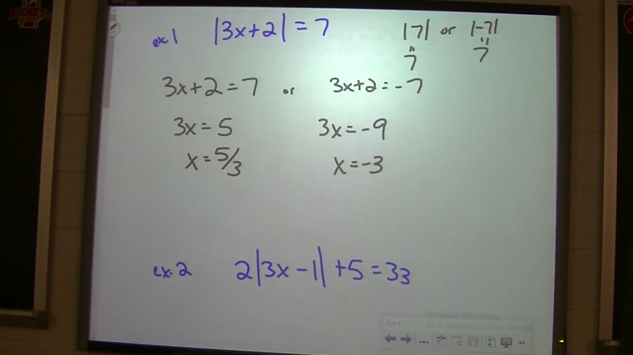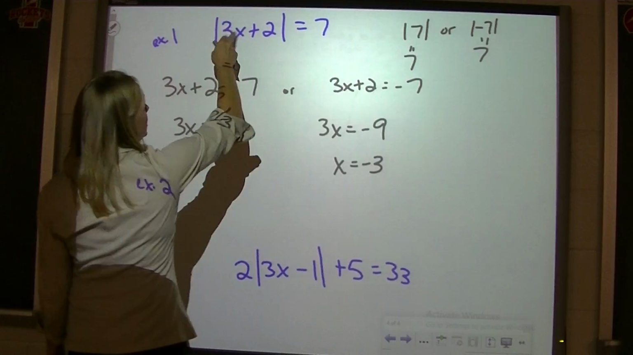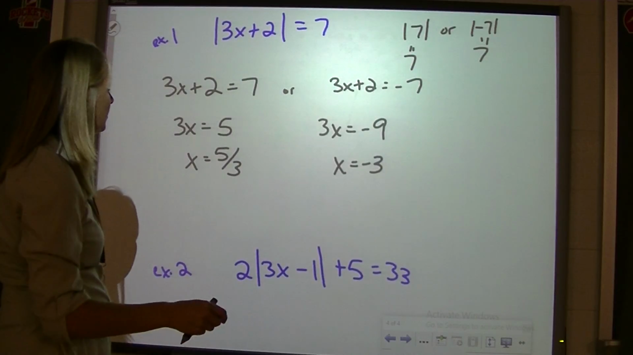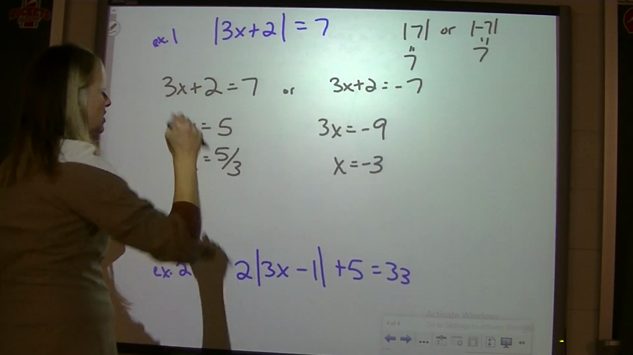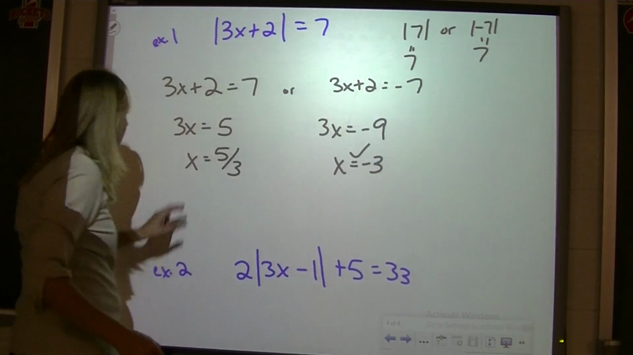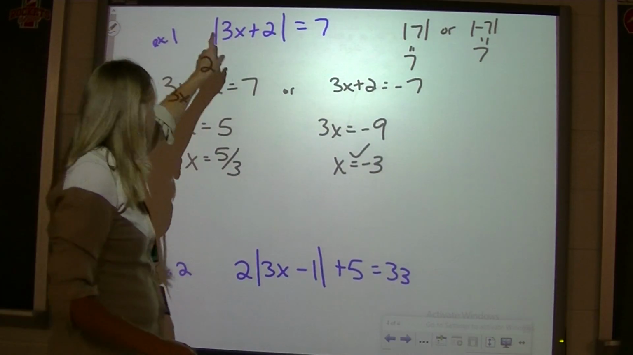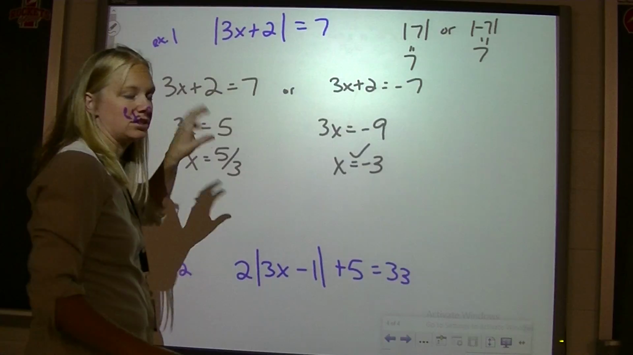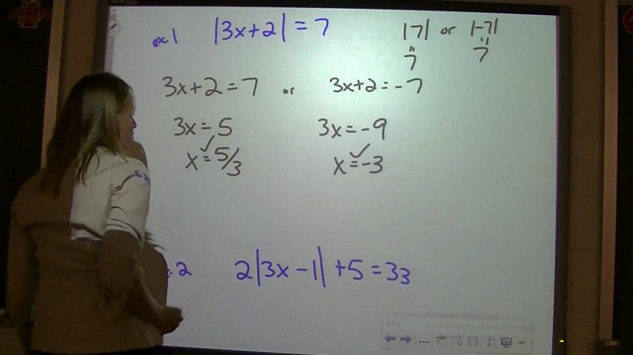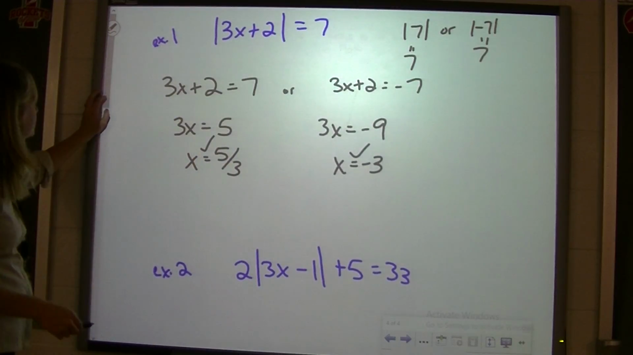And then always be sure to check, because now we're getting into aspects where we can have extraneous solutions, which you should already have the definition written down for. So plug it in. 3 times -3 is -9, -9 plus 2 is -7, absolute value of -7 is 7. This checks out, we're good. x equals 5/3: 3 times 5/3 is 5, 5 plus 2 is 7, absolute value of 7 is 7, so that checks. We're good there as well. Let's move on.